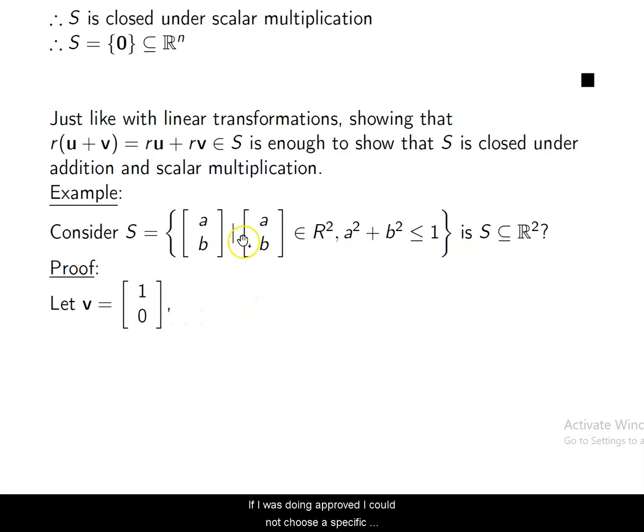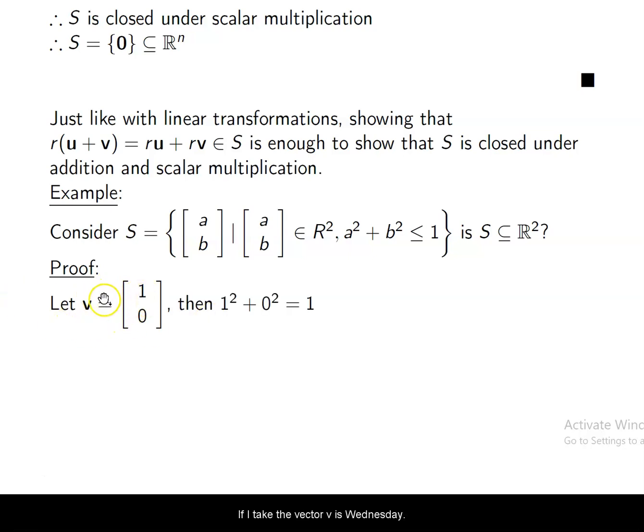If I was doing a proof, I could not choose a specific vector. I would have to choose a vector (a, b) such that a squared plus b squared is less than or equal to 1, and then do math on that to show whether or not it's closed under addition or scalar multiplication. So again, an example can only be used as a counterexample. You can never choose a specific example to prove something is true. All you're doing is showing that it works for that specific example. If you're doing that, I'm not giving you points for that. So just a heads up, if you haven't figured out by now.